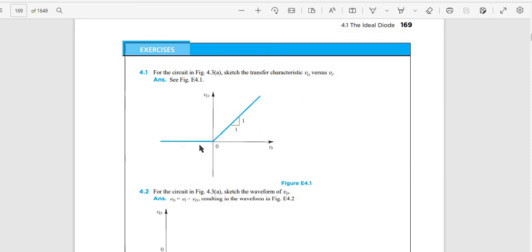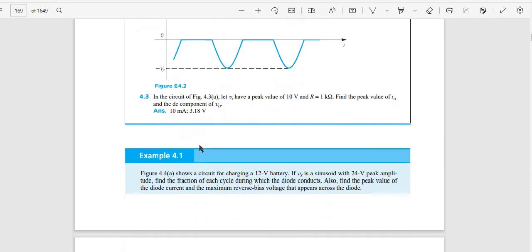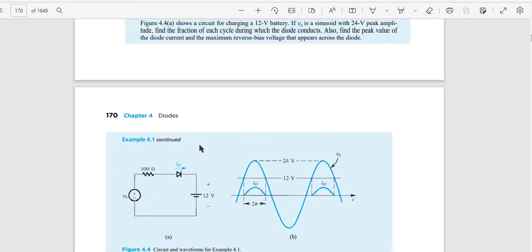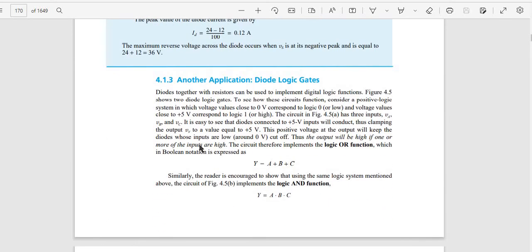Here is exercise question 4.1, topic 4.2, topic 4.3, example 4.1, and the solution is also given.